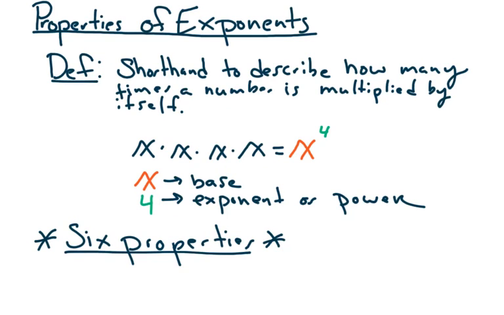Today I want to go over properties of exponents. Okay. So first of all, what is an exponent? Well, it's just a shorthand notation, and it's used to describe the number of times a number is being multiplied by itself. So in this instance here, we have x times x times x times x. Okay. So a shorthand way to say that is x to the fourth.